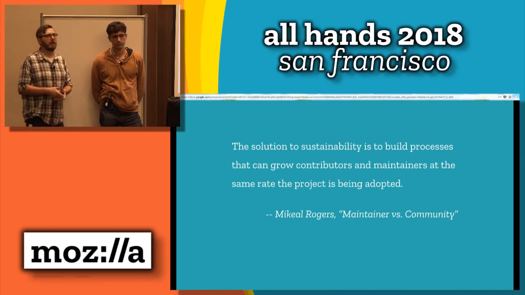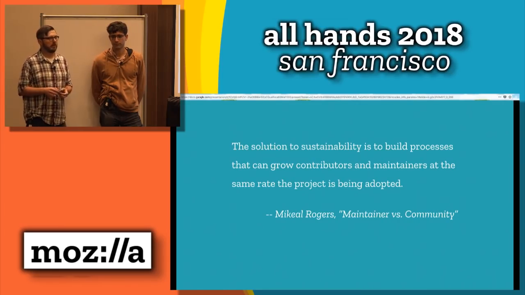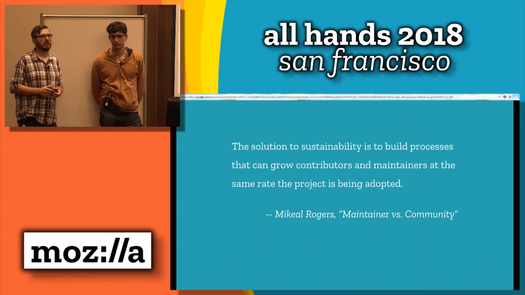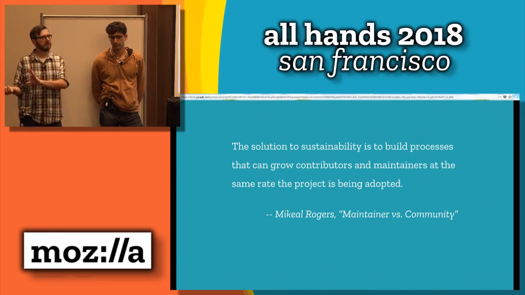So there's kind of a ray of hope. There's this essay that I liked a lot by Michael Rogers comparing two different perspectives on open source, a maintainer-centric perspective and a community-centric perspective. And you can guess which one Rust falls on.